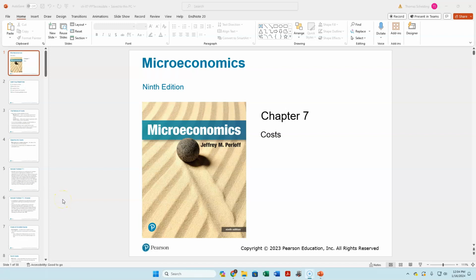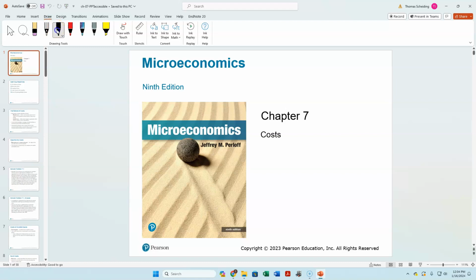Here in Chapter 7, we are finishing up our general discussion of firms to talk about costs. To remind us from the previous chapter, the goal of the firm is obviously to maximize profit. That profit, the symbol pi, is equal to the difference between revenue and cost.